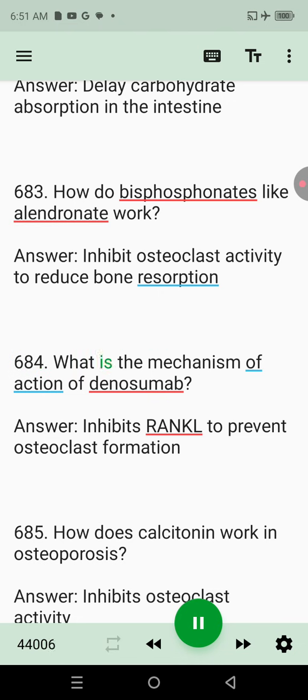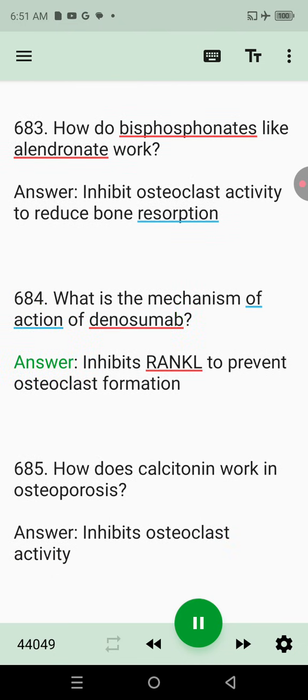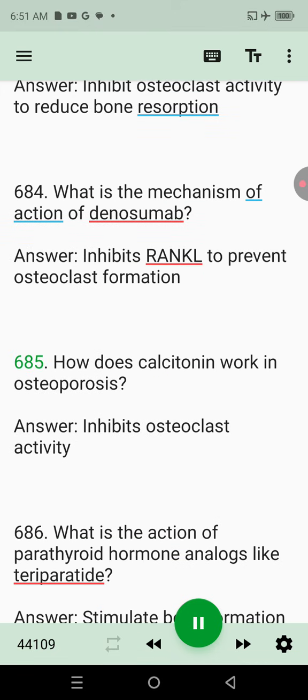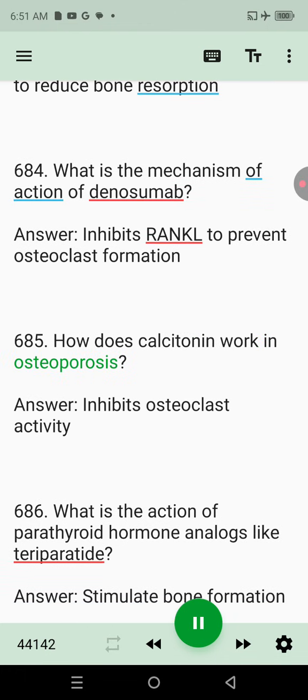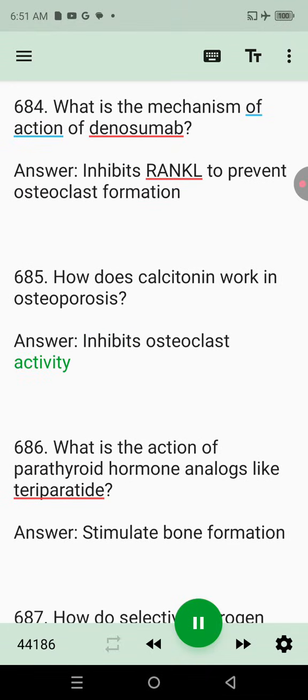684. What is the mechanism of action of denosumab? Answer. Inhibits RANKL to prevent osteoclast formation. 685. How does calcitonin work in osteoporosis? Answer. Inhibits osteoclast activity.